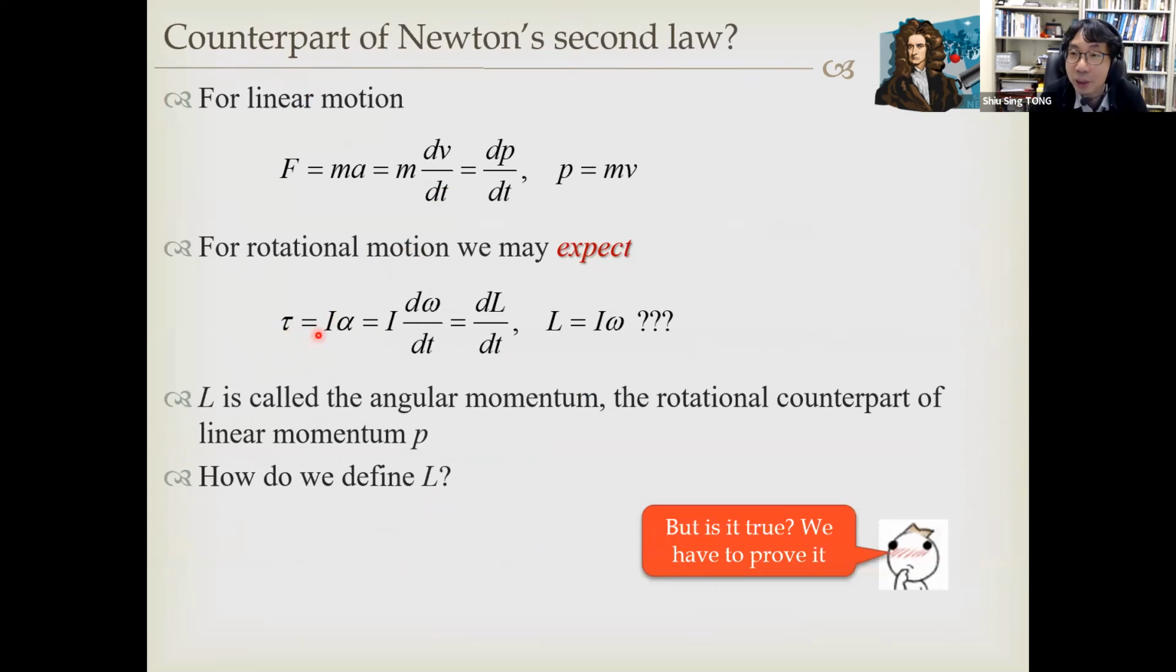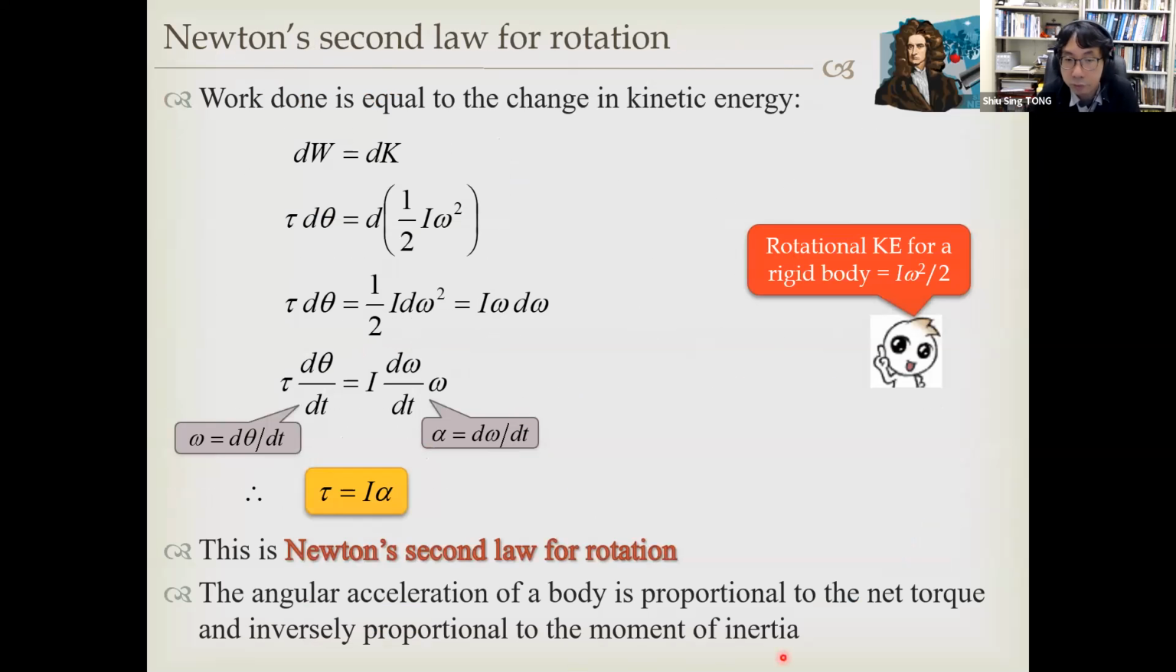Okay, the torque is equal to the moment of inertia multiplied by the angular acceleration. That is exactly Newton's second law for rotation. So we write: the angular acceleration of a body is proportional to the net torque acting on it, and is inversely proportional to the moment of inertia.